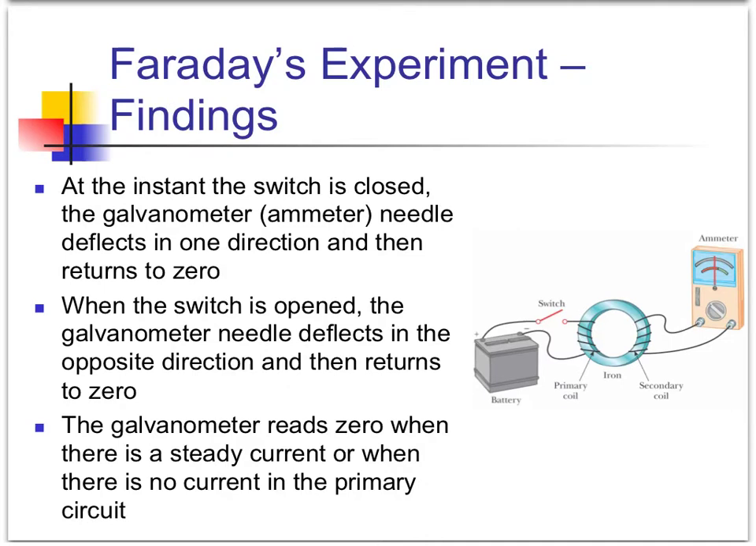At the instant the switch is closed, the ammeter needle deflects in one direction and then returns to zero. When it's open, the ammeter needle deflects in the opposite direction and then returns to zero. And that ammeter reads zero when there is a steady current or when there is no current in the primary circuit.